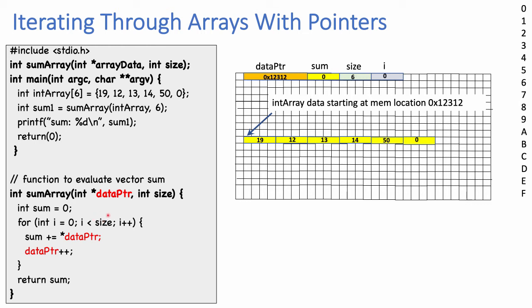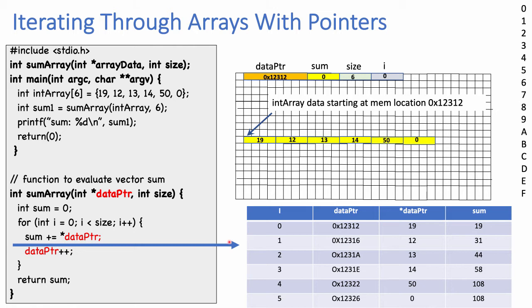So when we loop through this function, we're going through this for statement. Let me show you exactly what the state of the memory is at this point right here. In the first time through the loop, i equals 0. Data pointer is still pointing to the first element of the array. The value it's pointing to contains the number 19. So sum equals sum plus 19, which makes it equal to 19.